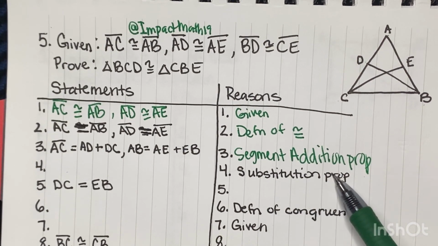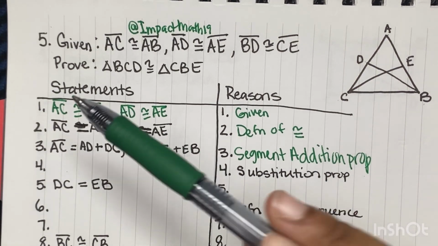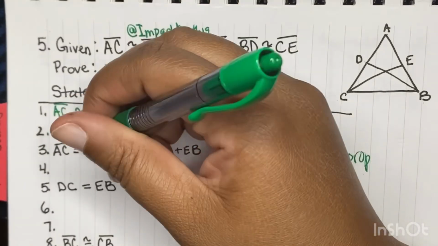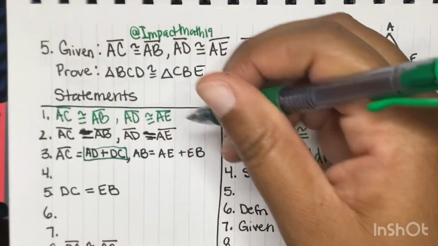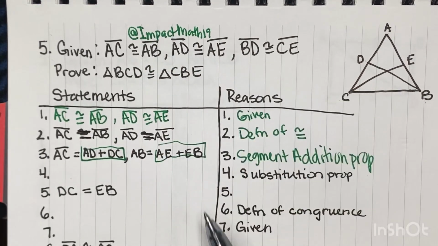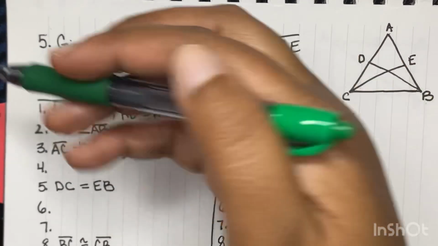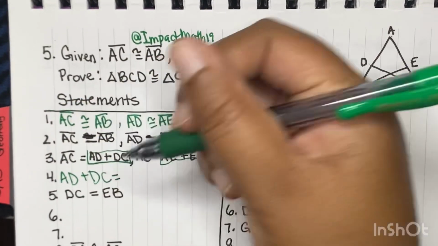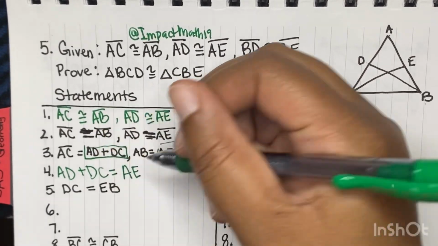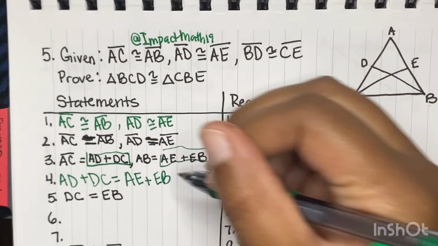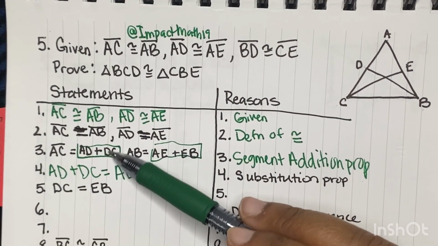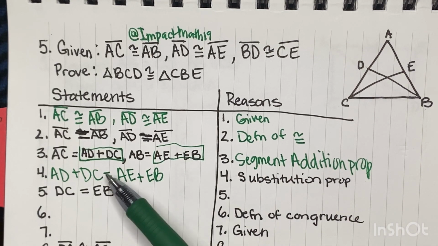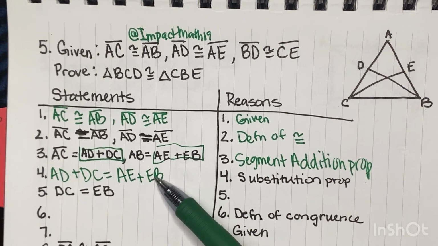So now we're going to go to substitution. So they told us substitution. Do you see up here where it says AC equals AB? Well, what we can do is sub in these two and set them equal to each other. So we could say AD plus DC equals AE plus EB. Okay, so we're substituting this part in for AC and this part in for AB. So now we end up with just DC equals EB.